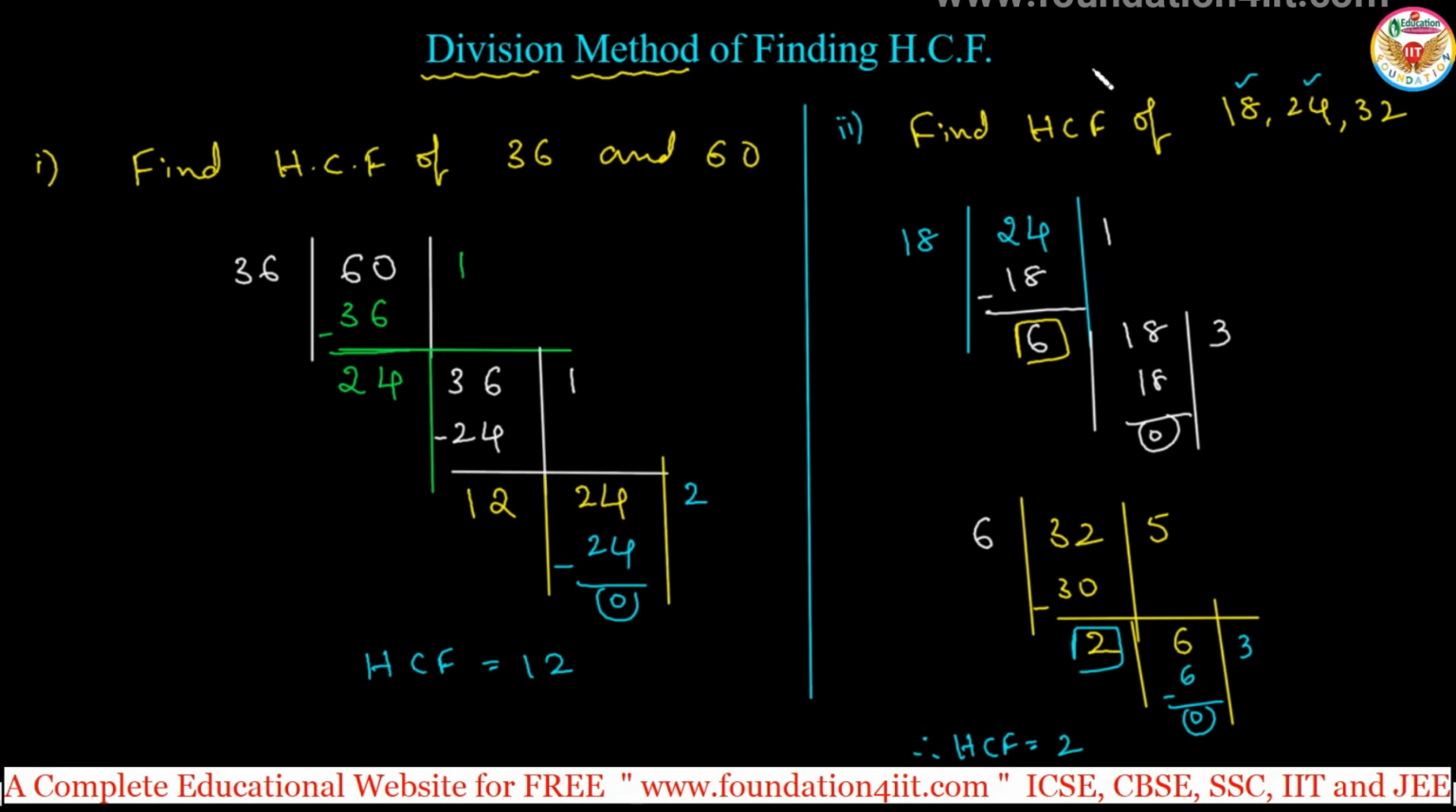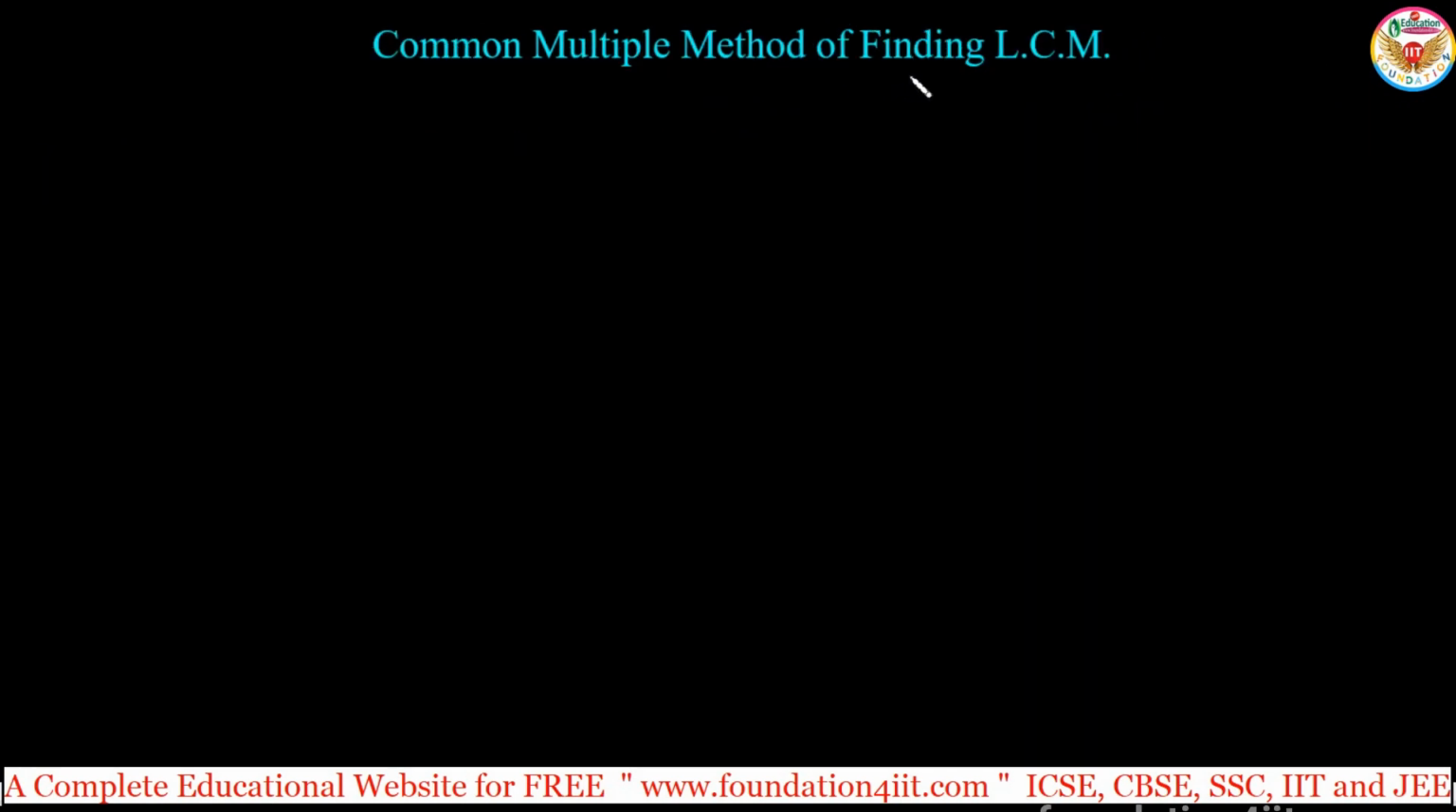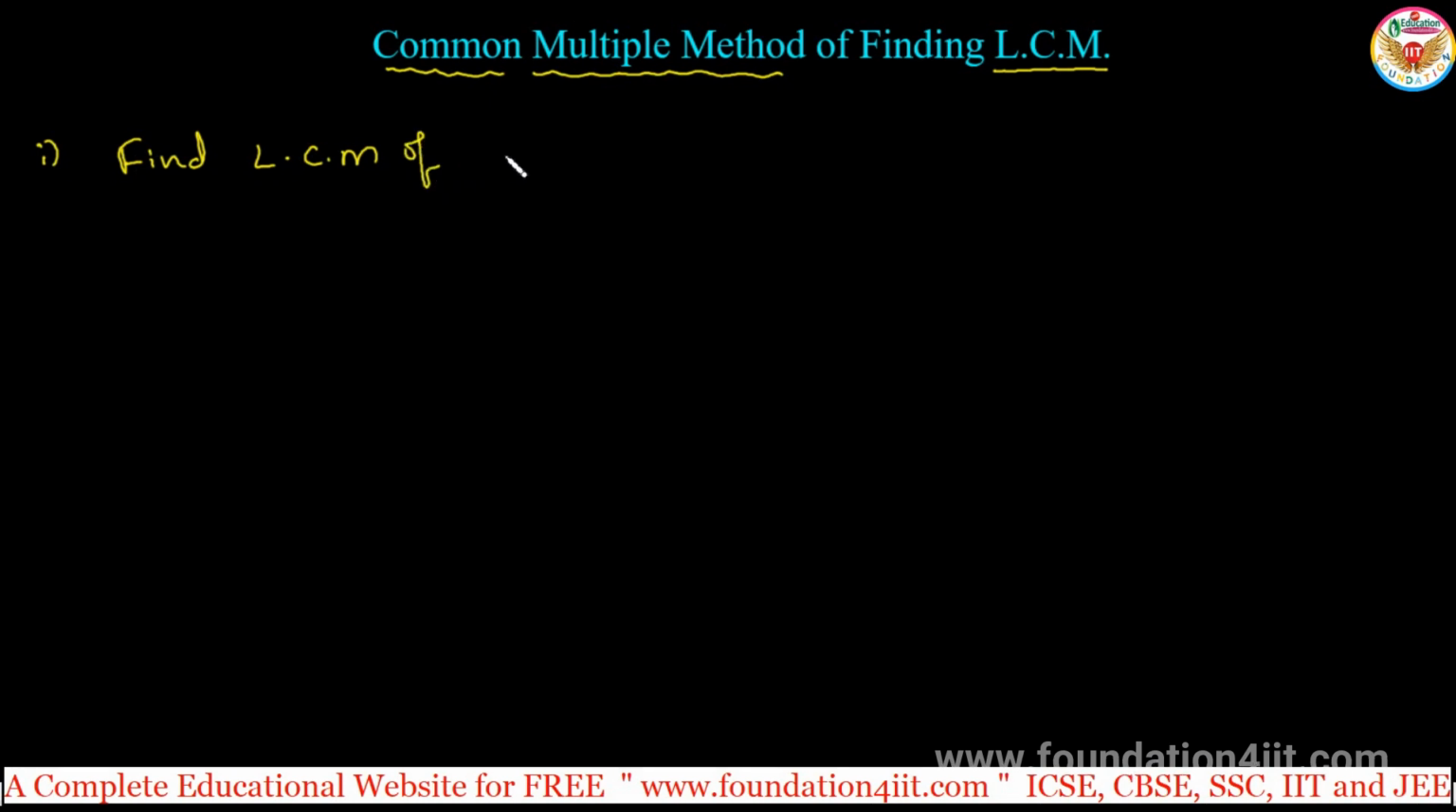Now let's start the LCM also. There are 3 different methods. First is the common multiple method of finding LCM. The HCF we discussed. When you come to the LCM, we have 3 methods. The first one is the common multiple method. So let us take the question: find the LCM of 4, 5 and 10. We are supposed to find the LCM, the lowest common multiple.